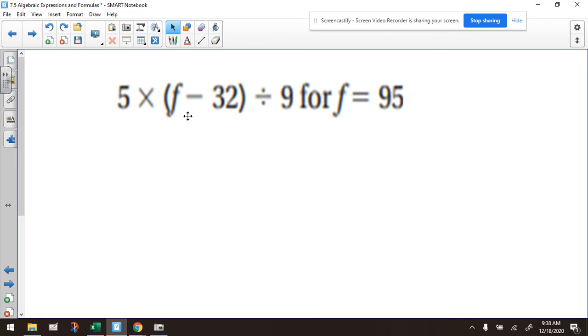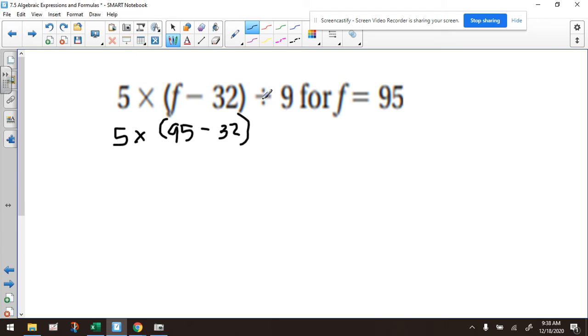All right, so for f, we're going to substitute in this value of 95. So that means we have to rewrite it 5 times. Instead of putting the f, we're going to put this whole number in, 95 minus 32 divided by 9. All right, so again, we're looking at many operations here. We have the parentheses with subtraction inside, and we have division.